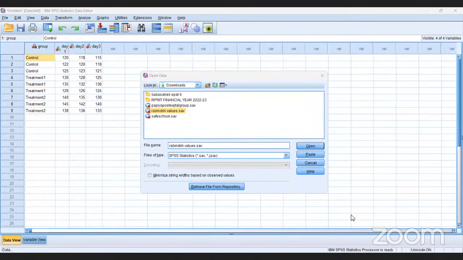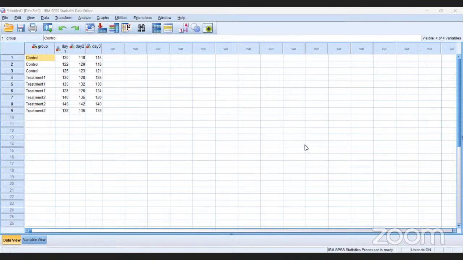This is visible to all of you? No. This is visible now? Yes, sir. So I have selected the Ravindic values data now. It is already with you.